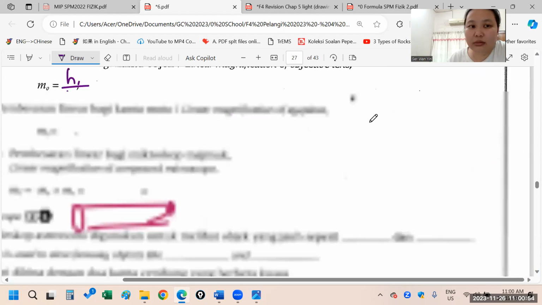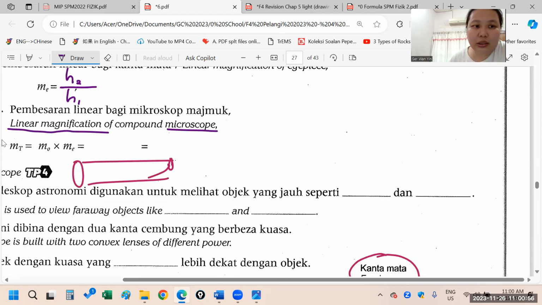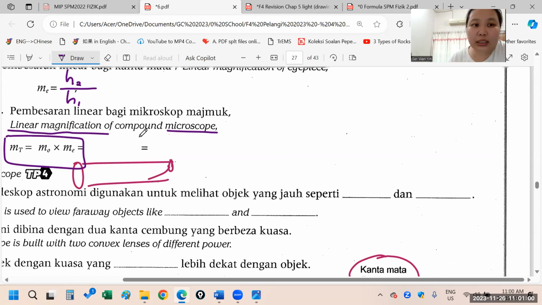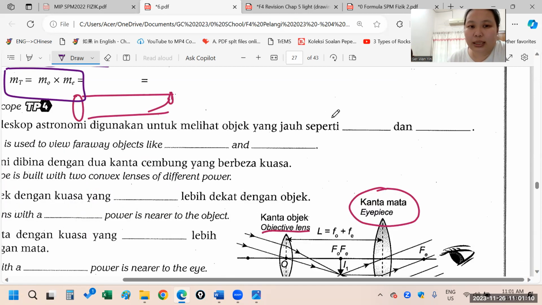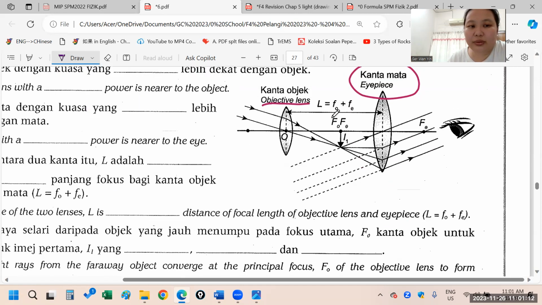So now, this is not given in the exam. But I never see this in the exam before.